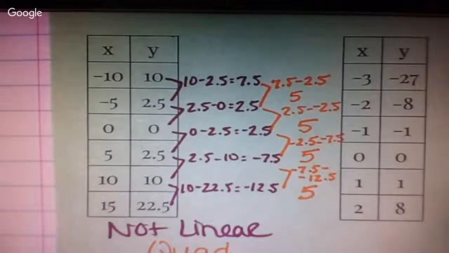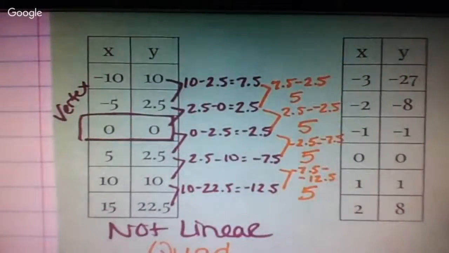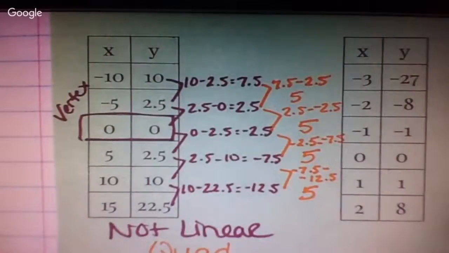Okay. I want you to also take note of this table. What do you notice about the y's? It's the same. It's all even. 10, 2.5, 0. Then we go back to 2.5, 10. So guess what? This right here is your vertex. Because on either side, you end up with dots that are a mirror image of each other.